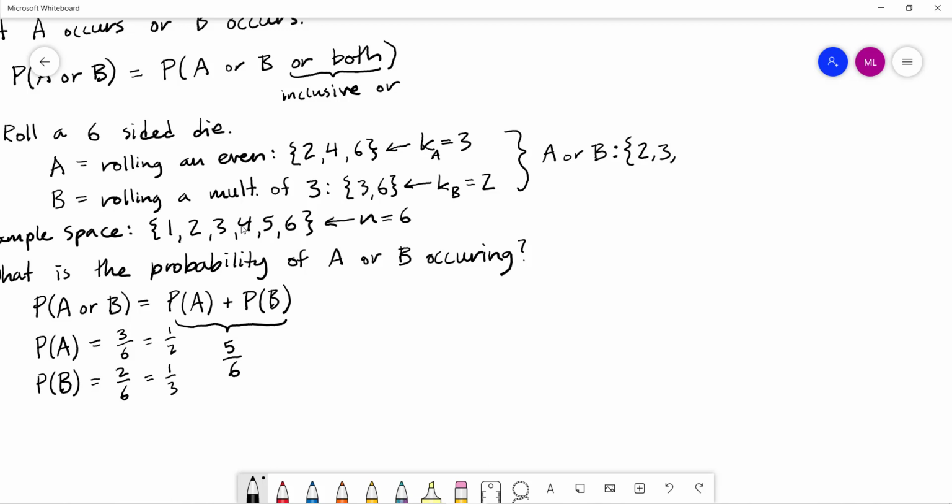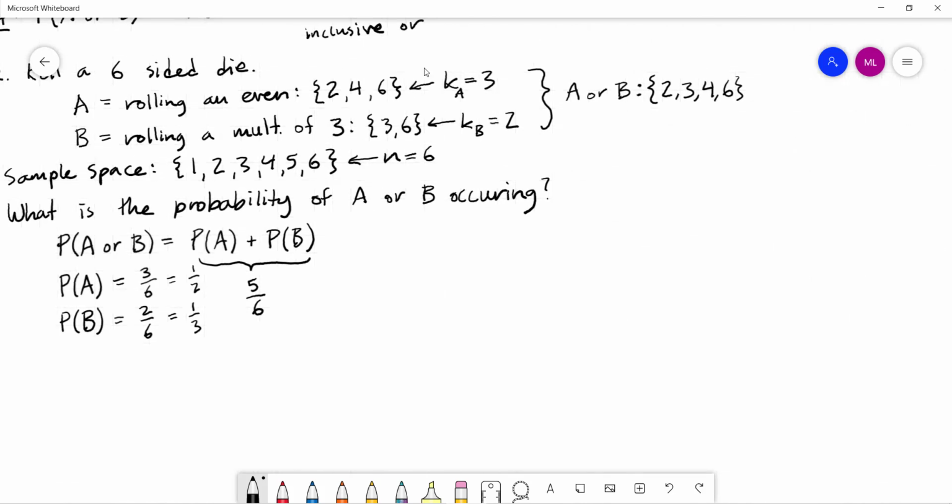What about 4? Is it an even or a multiple of 3? Yes to an even, no to multiple of 3, so we would include it because it's even. What about 5? Is 5 an even or a multiple of 3? No, clearly it's not in either list, so we're not going to include 5. And then lastly, 6. Is 6 even or a multiple of 3? In this case, it satisfies both. It's both even and a multiple of 3, so we would need to include that number as well. And so if we look at the actual result of how many things we got here, what is the k of A or B? It's equal to 4.